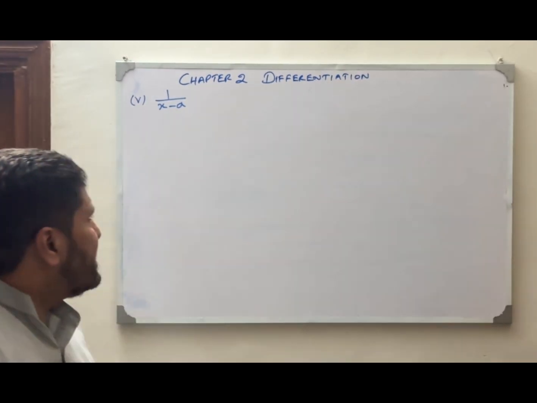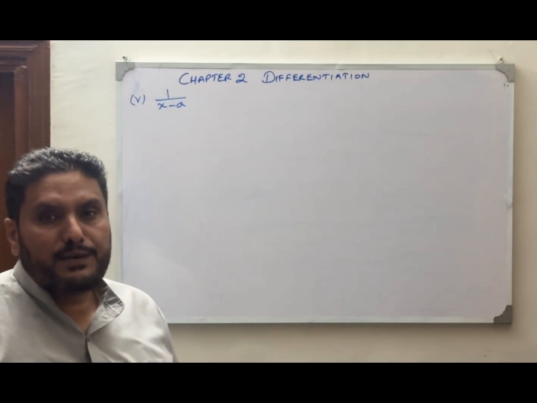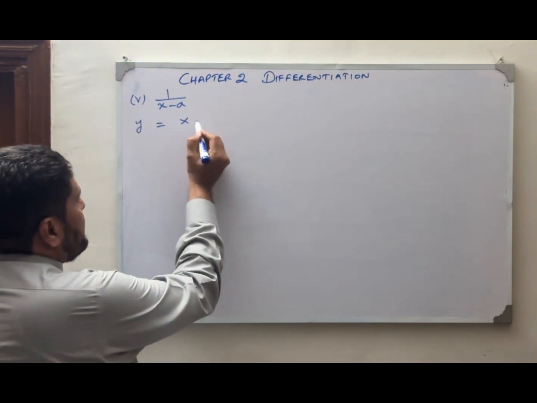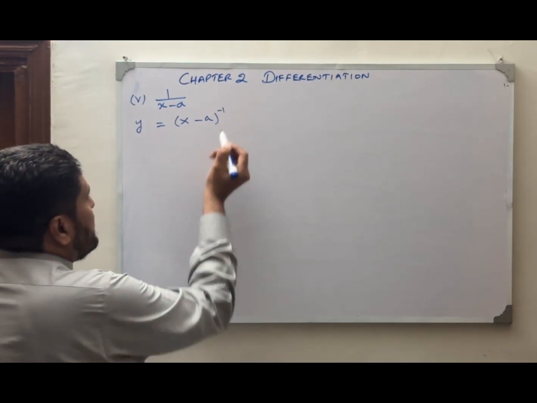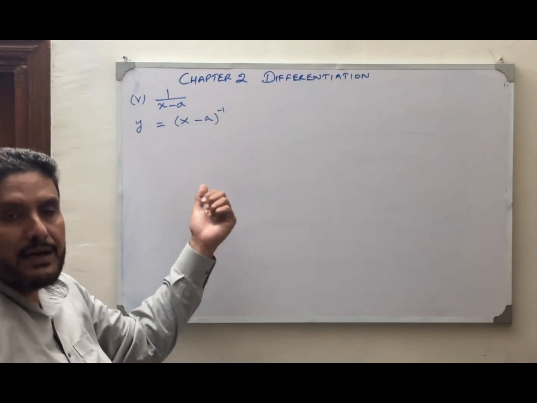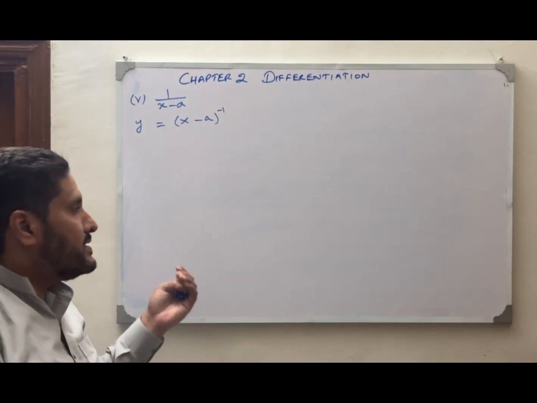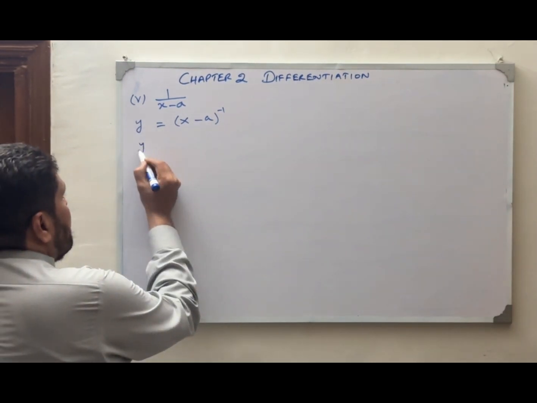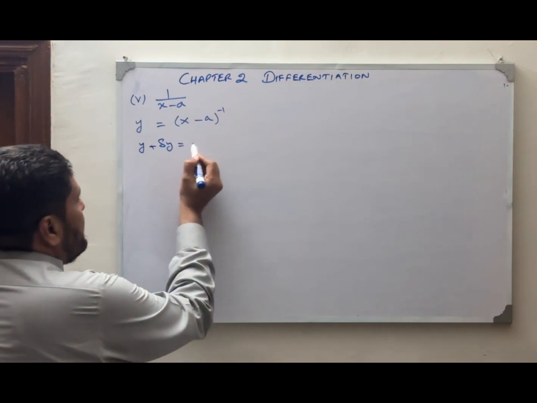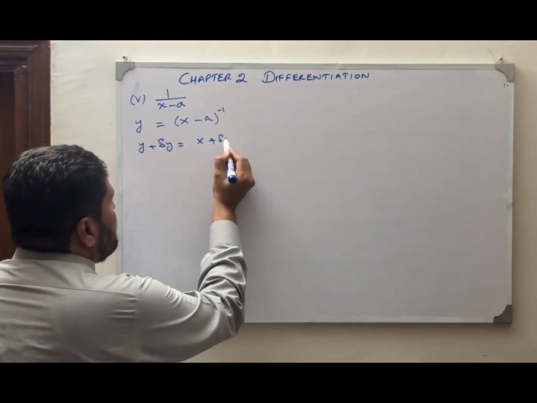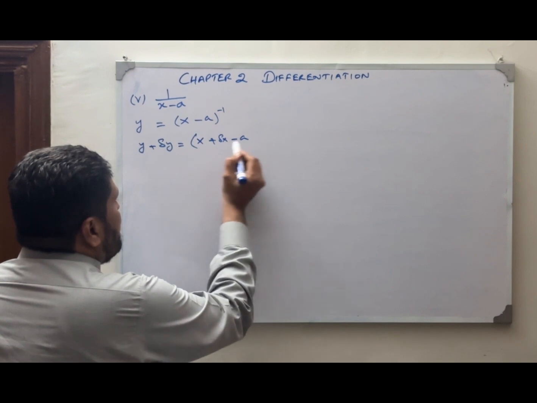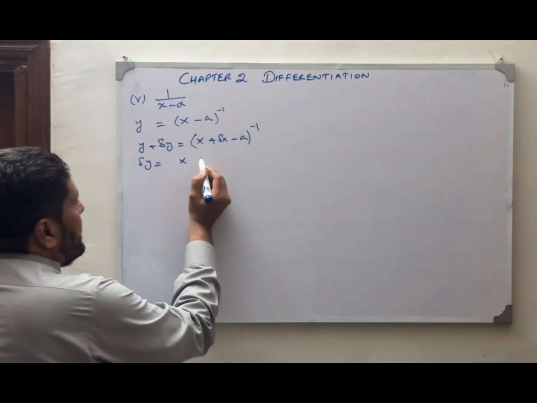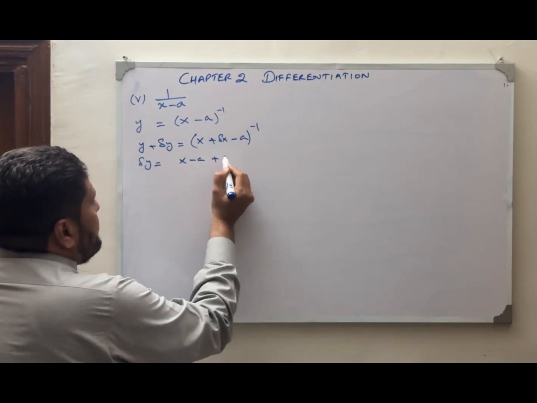Okay. So our next part is our function 1 by x minus a. So we can write it as y is equal to x minus a power minus 1. So it's x minus a power 1 in the denominator. If we place it in the numerator, its power will become minus 1. So y plus delta y is equal to x plus delta x minus a power minus 1.